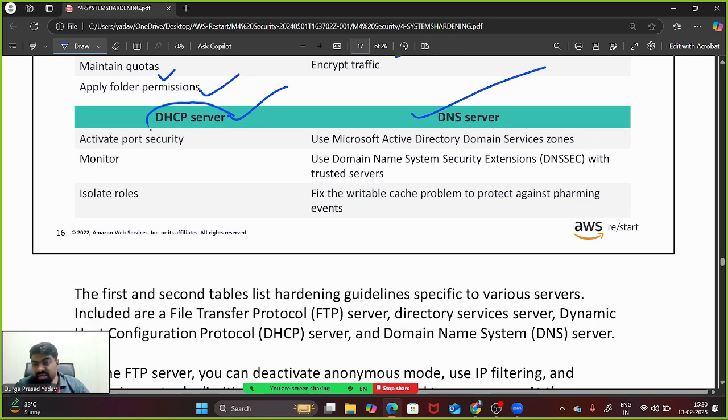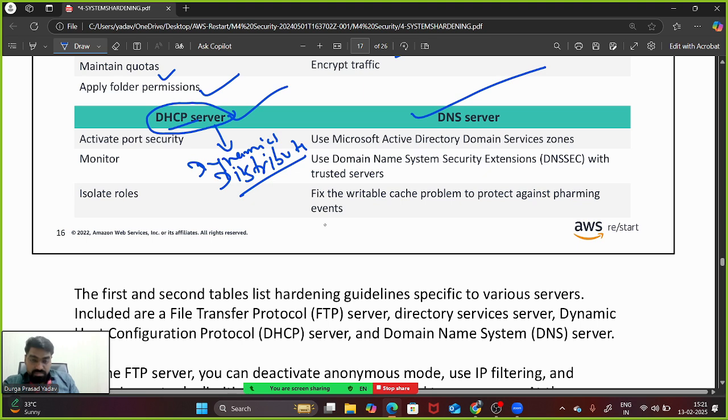If you are protecting the DHCP server, guys, the Dynamic Host Configuration Protocol server, this server, as you all know, we are using to distribute the IP address to the systems dynamically. If you need to distribute the IP address to the system, you will be using a DHCP server.